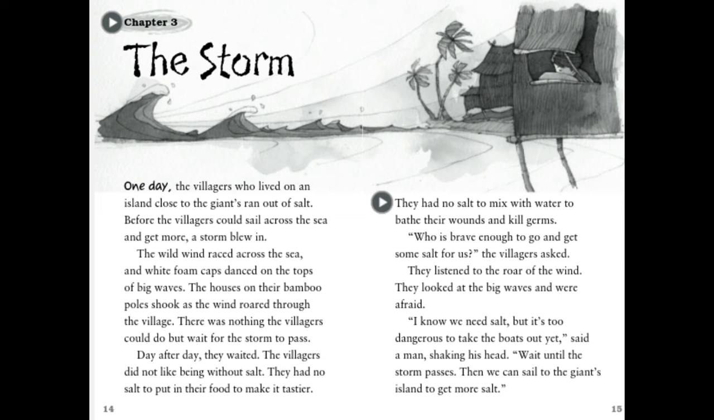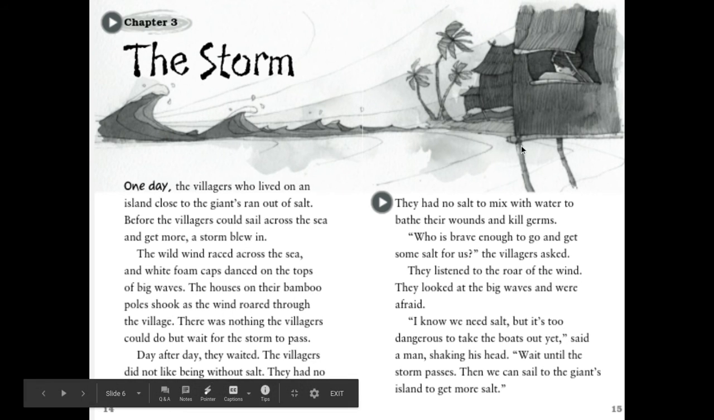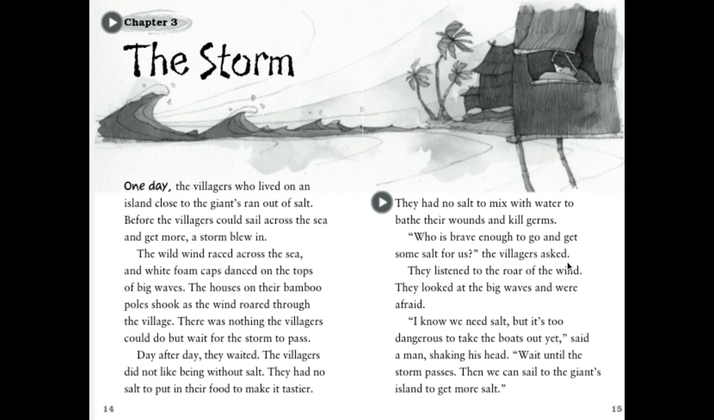I just love this passage over here, fourth grade friends. Go over here to page 14. In the middle right there, it starts with the wild wind raced across the sea and white foam caps danced on top of the big waves. Can you guys picture that white foam on top of those waves? And then here's one of your vocabulary words that you had the other day, bamboo poles shook in the wind. So here are these bamboo poles and they're holding up this house. Man, bamboo must be awfully strong if it could hold a house up, but then also blow in the wind. And I think bamboo is also very bendable too.